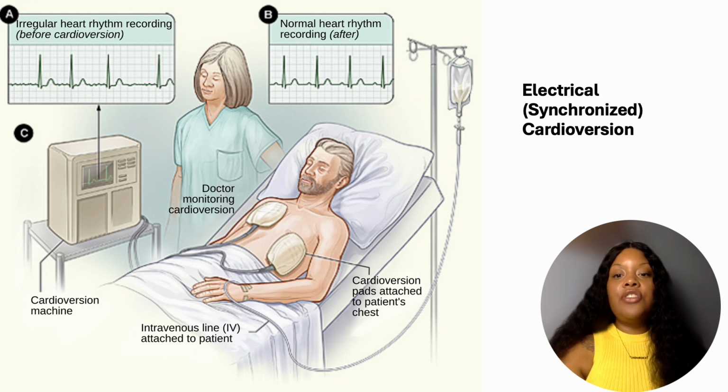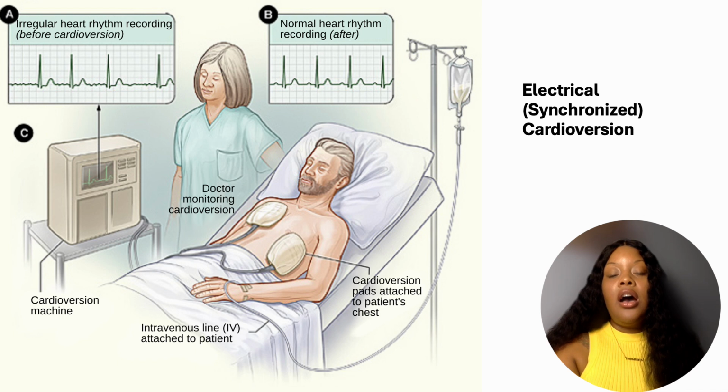So let's talk about electrical synchronized cardioversion. If a patient is in an irregular heart rhythm, what we can do is place these pads on the patient and give the patient a shock, which would then put them back in normal rhythm. You will see this also with atrial fibrillation, but this can also be done in unstable flutter. So if a patient is experiencing signs and symptoms of low blood pressure, chest pain, or altered level of consciousness, then this is the route that we would go.